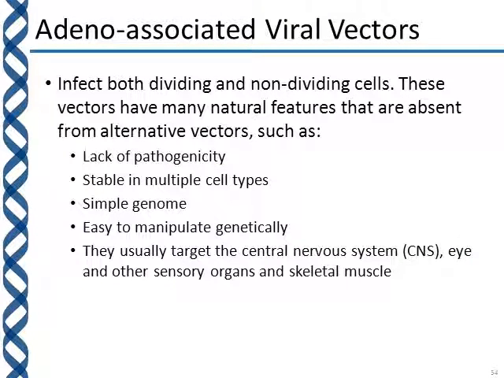Adeno-associated viral vectors can infect both dividing and non-dividing cells. These vectors have many natural features that are absent from alternative vectors, such as the lack of pathogenicity. They're stable in multiple cell types. They have a simple genome. They're easy to manipulate genetically. They usually target the central nervous system, the eye and other sensory organs, and skeletal muscles.